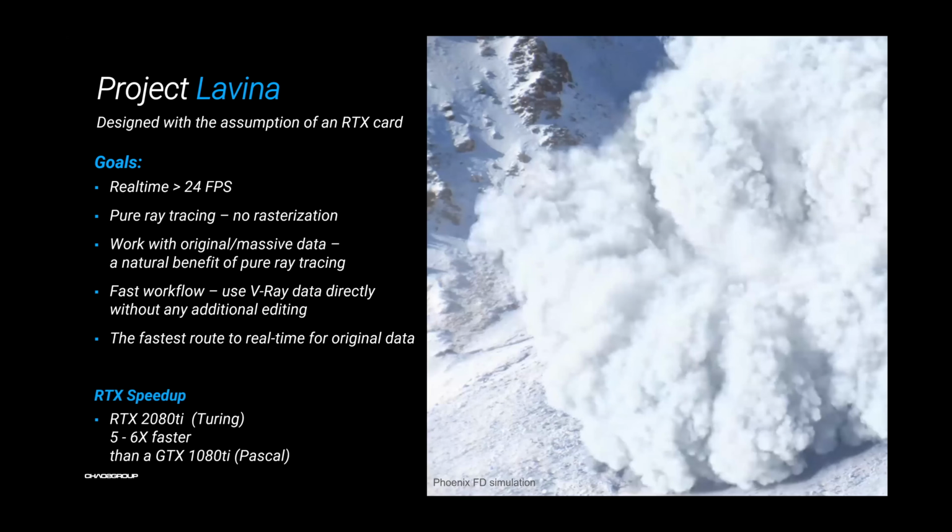So the actual speed up that we've been getting with Lavina has been quite good. The speed up of the Turing versus Pascal architectures would traditionally be an increase of about 30%, but we're seeing about 5 to 6x faster between generations. And this is entirely due to utilizing the RT cores on the RTX chips.